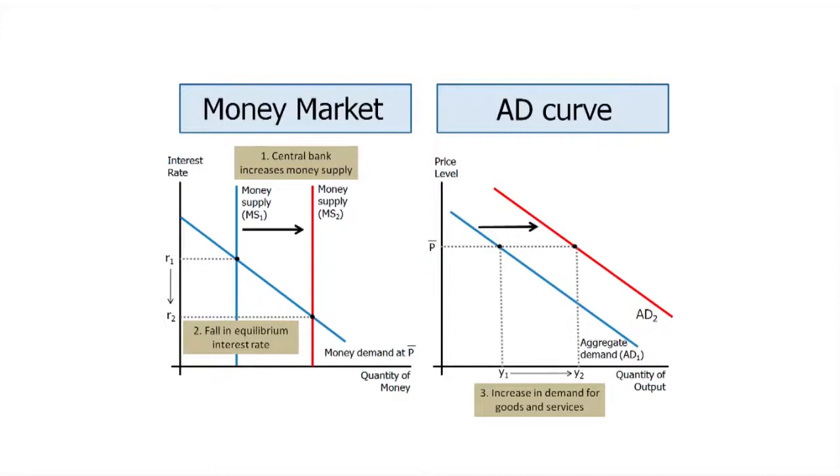The next step would be for investors to then invest more, which would shift aggregate demand out to the right, and the final result would be for GDP or GDP growth to accelerate and for the economy to move out of the recessionary gap up to potential.